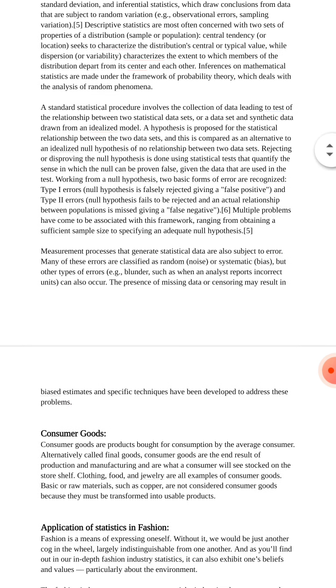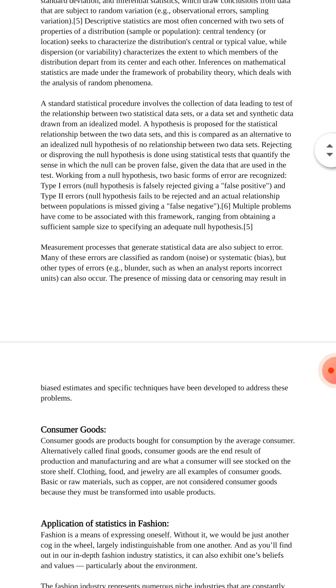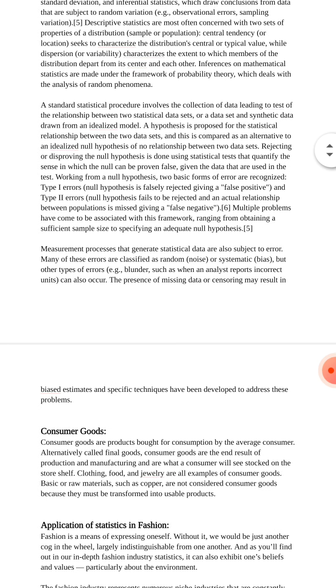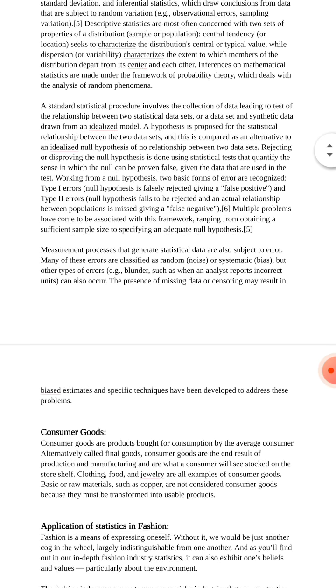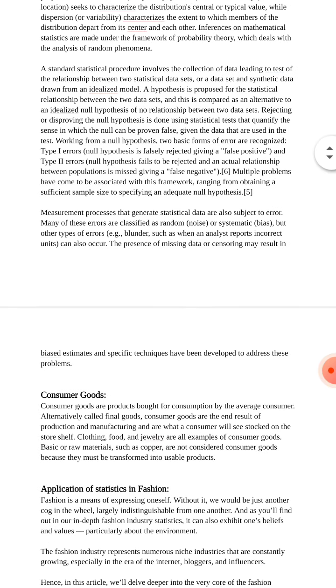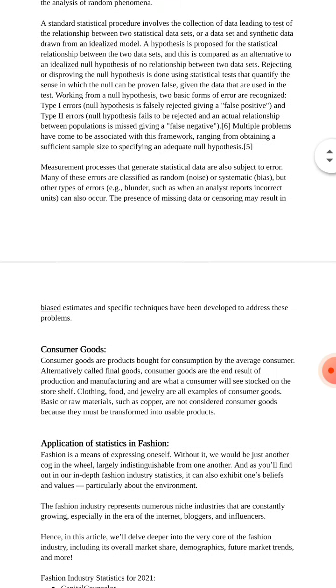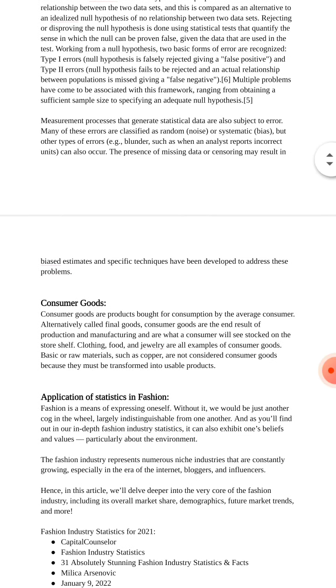Measurement processes that generate statistical data are also subject to error. Many of the errors are classified as random or systematic, but other types of error can also occur. The presence of missing data or censoring may result in biased estimates, and specific techniques have been developed to address these problems.